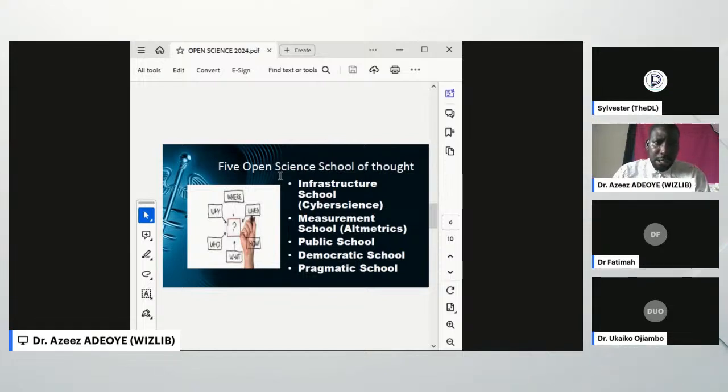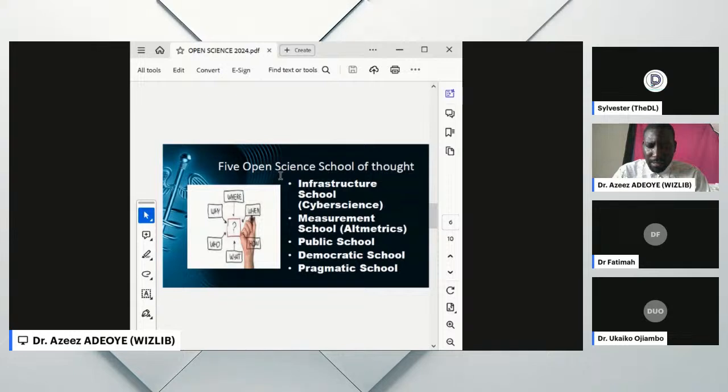Also, the second school of thought is the measurement school of thought. This school of thought is mainly differentiating between webometrics and altmetrics. Webometrics is just the number of times your work is cited by a particular journal. But this school of thought is saying that for your work to be more feasible, it has to be measured by individual input, which has to do with metrics. Then we have the public school of thought, which believes that all public or government sponsored resources must be freely available online.